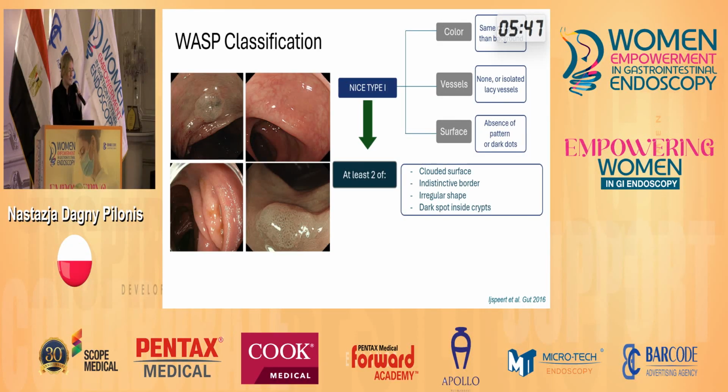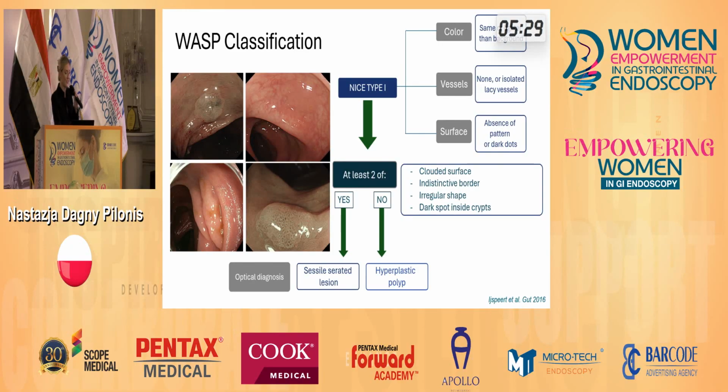So if we are dealing with a NICE type 1 lesion, we have to ask ourselves whether we can see at least 2 of those 4 features that we just discussed: clouded surface, indistinctive border, irregular shape, or dark spots in the crypts. If yes, this is a sessile serrated lesion, and if not, this is a hyperplastic polyp. I think it is very important to spend some time going through this, because it's very helpful in optical diagnosis and will guide us in our treatment and management decision.